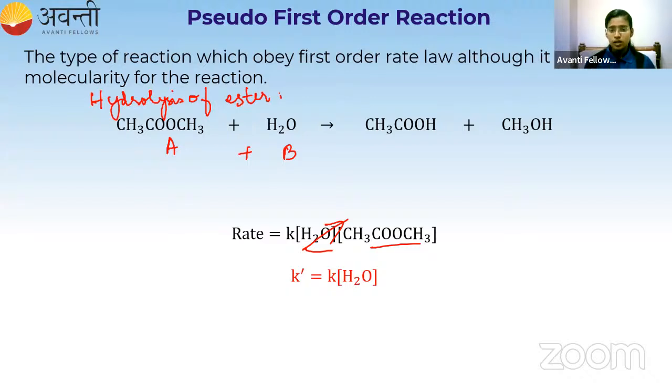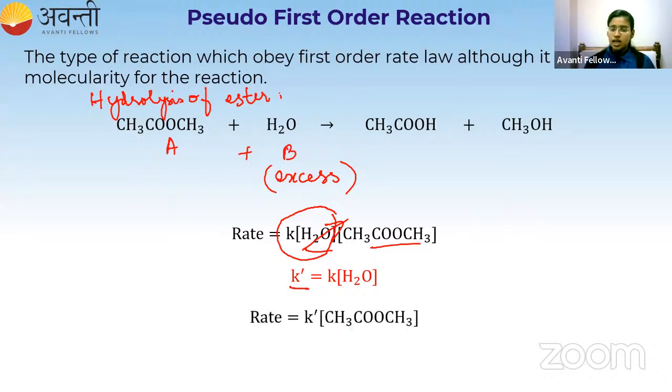Why are we not going to consider it? Because that water will be present in very, very excess amount. The one which is present in very excess amount cannot determine the reaction order or the reaction rate. So the excess amount of the reactant is neglected. Instead of taking K into H2O, I am going to use K dash. So the rate equation will be equal to K dash into concentration of ester alone.